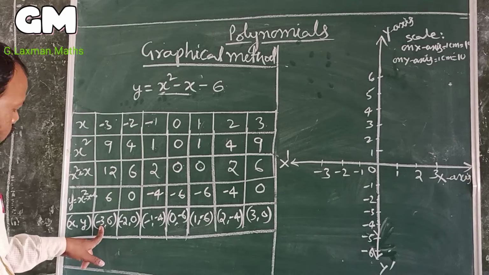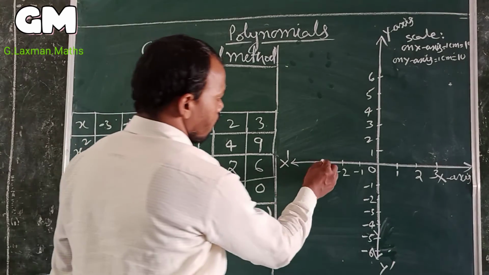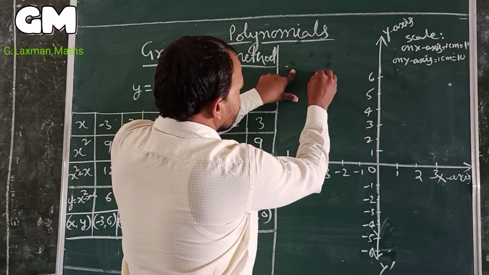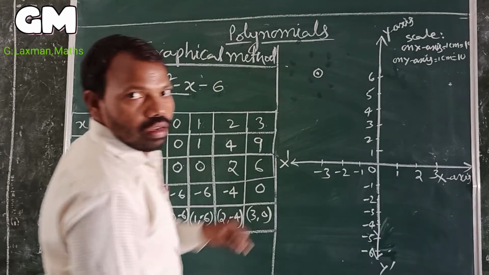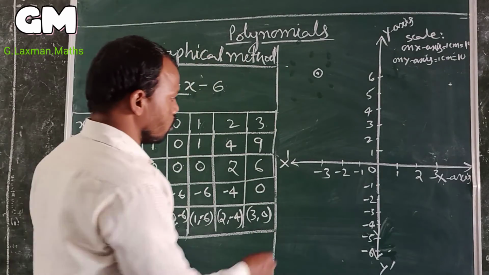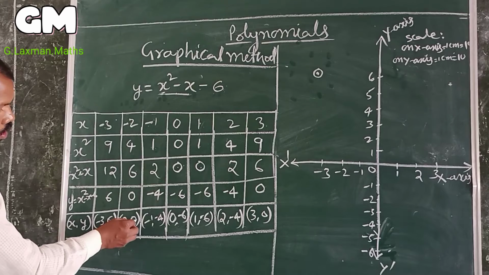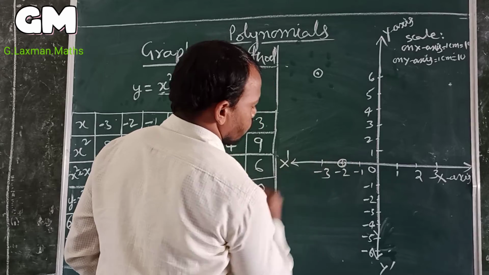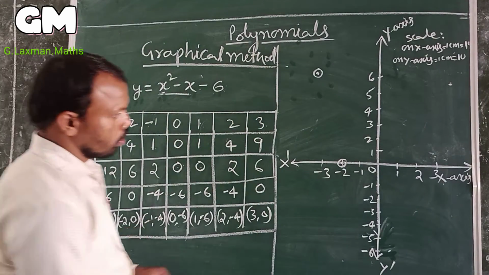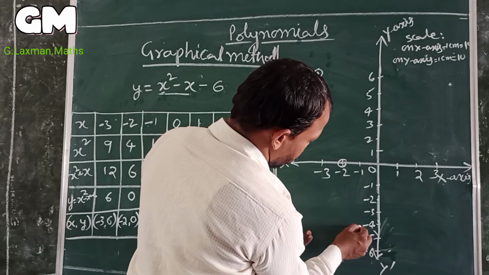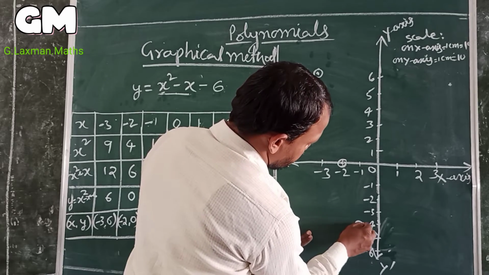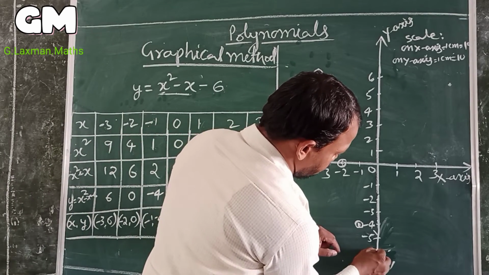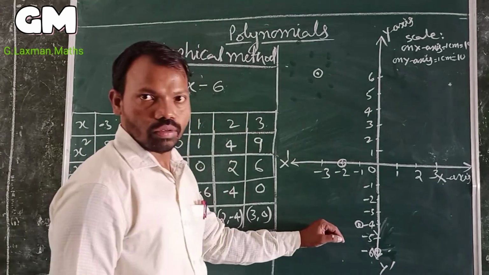The first coordinate is minus 3 and 6. Minus 3 is the x coordinate and 6 is the y coordinate. Where they intersect exactly, you mark the point. The next is minus 2, 0. When the y coordinate is 0, the point is on the x axis. The next is minus 1 and 4. The next is 0 comma minus 6. If the x coordinate is 0, the point is on the y axis.